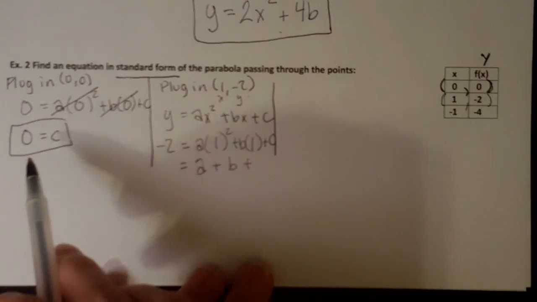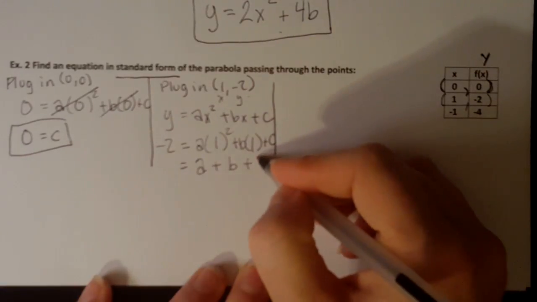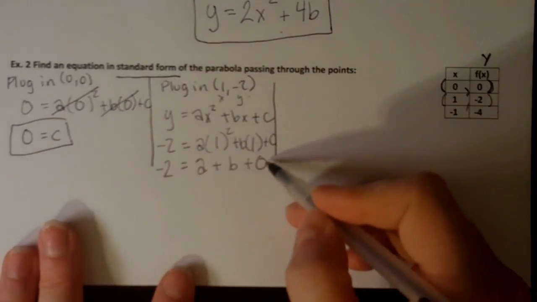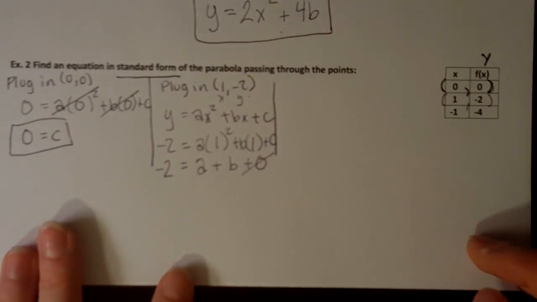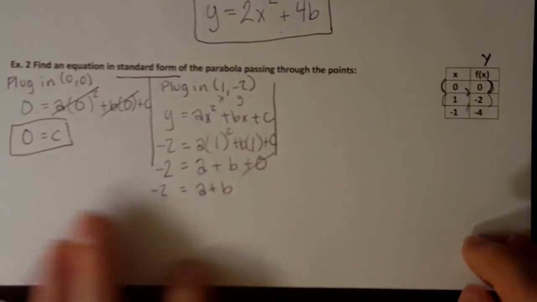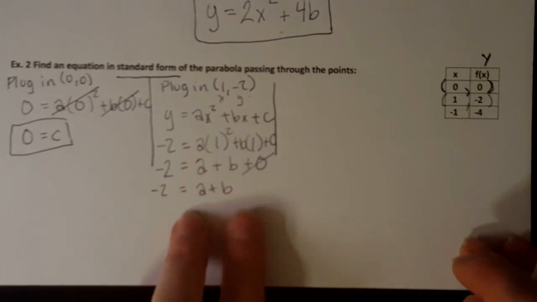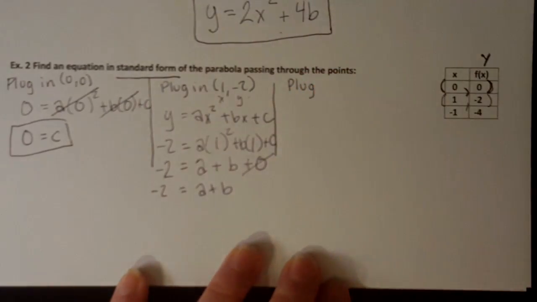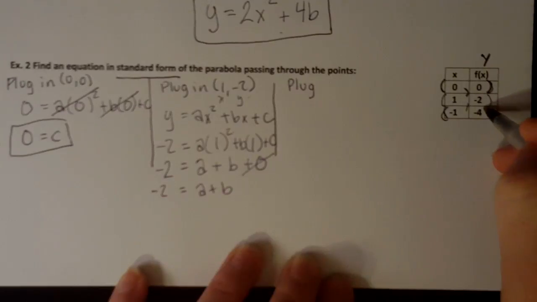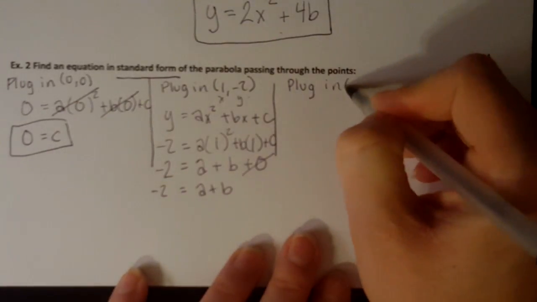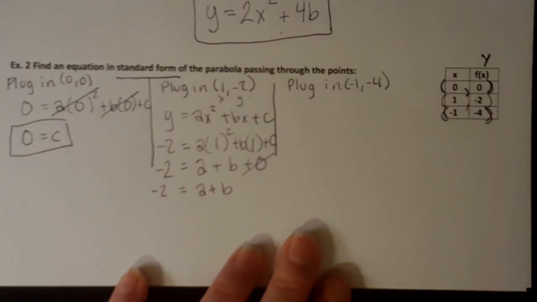Now, we found c on the last one, so I'm going to put 0 for c, and bring down my negative 2. We don't really have to worry about the plus 0, so really we have negative 2 equals a plus b. Right now we don't know a or b, so we need a second equation. We get that from repeating this process for the 3rd time using the last point on the chart, (-1, -4). Plug in negative 1, negative 4.